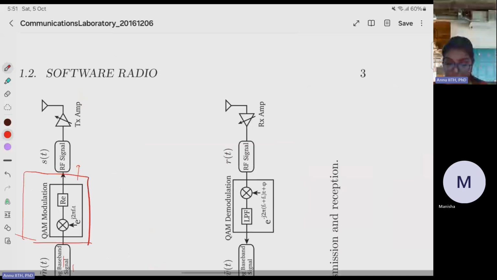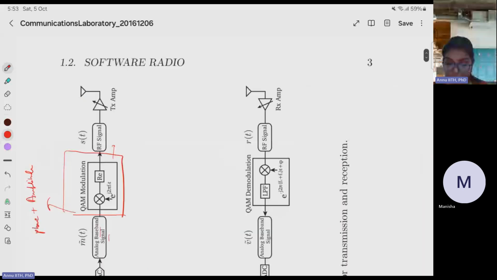So we just saw the transmission part, but if you want to see the reception part, here you have the input as a receiver amplifier. Then this is the RF signal. Then this is the demodulation. In modulation, you are multiplying by e to the power j2π f_c t. In demodulation, you are multiplying with respect to the delay. It is actually the mirror, but opposite.